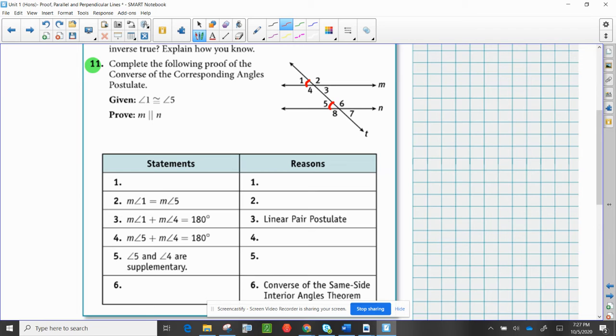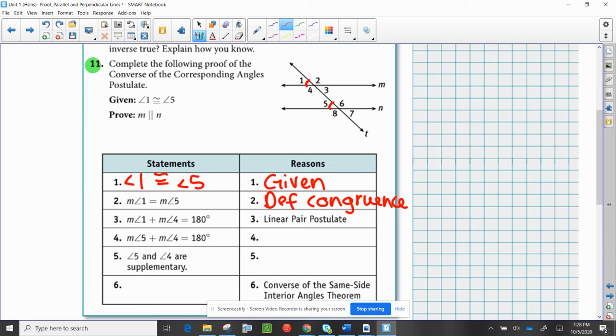Okay, that's a given. So let's start with that on our proof. That's our given statement. We are now going to have to prove that M is parallel to N, okay? So starting with my given, angle 1 and angle 5 are going to be congruent. So remember, if it's congruent, it implies equal measurements. So that's just our definition of congruence.